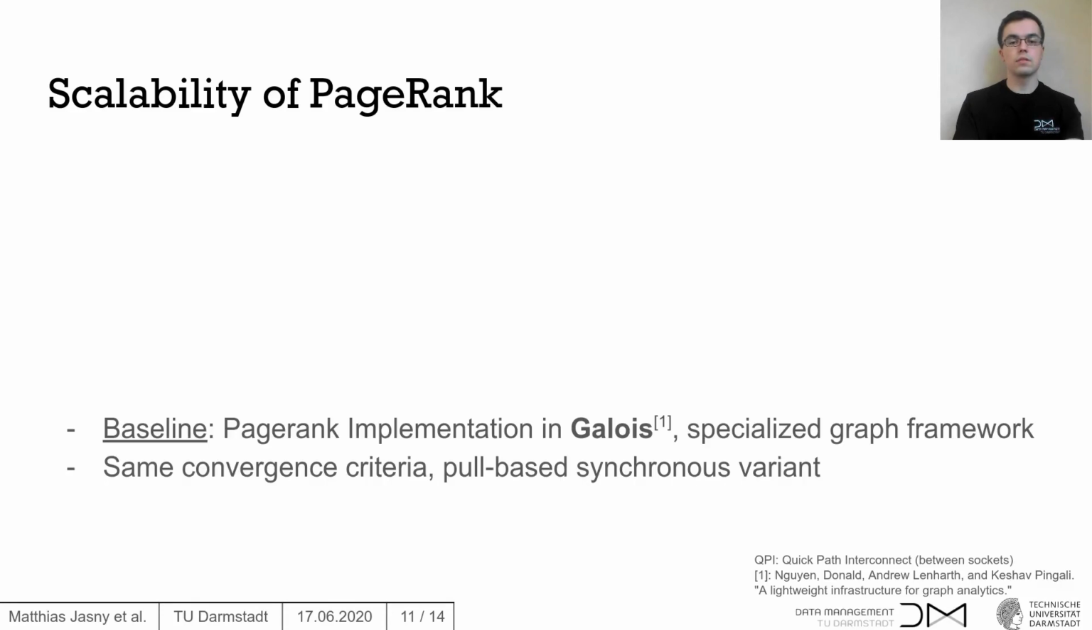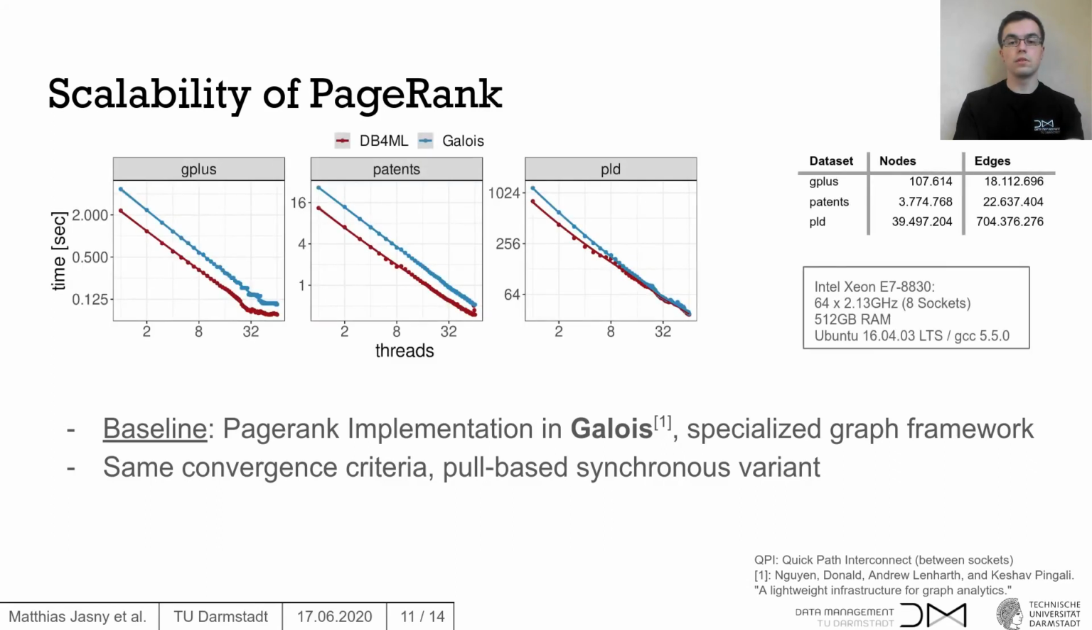This experiment compares the scalability of the PageRank algorithm between DB4ML in red and Galois in blue by plotting the runtime on the y-axis and the number of cores on the x-axis. We used 3 datasets with different characteristics on an 8-socket machine. G+ is a very dense graph which leads to a saturated interconnect between the sockets for both DB4ML and Galois for high core counts. For DB4ML it is visible earlier because of the tuple overhead.